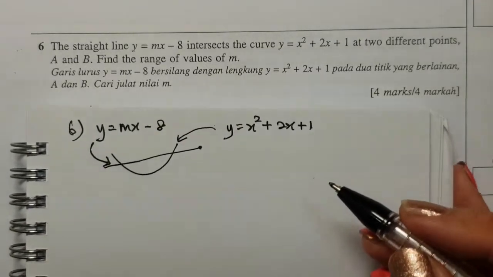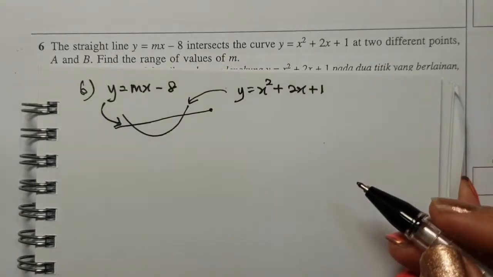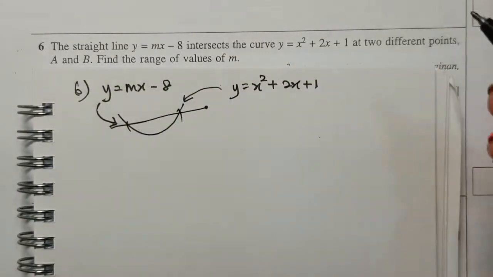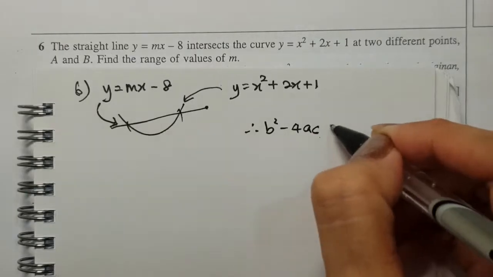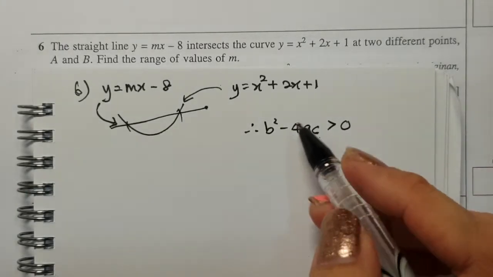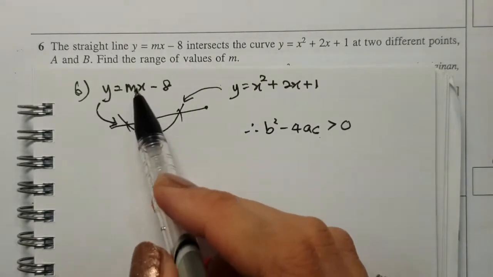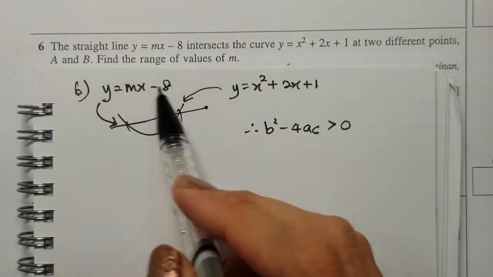When you see the keyword finding range, in this case, we have to use the b squared minus 4ac. Intersect at 2 points. That means 2 distinctive roots. Therefore, b squared minus 4ac will be greater than 0. Okay, so with that, we have to identify our ABC. But over here, we have two function here, isn't it? Two equation.